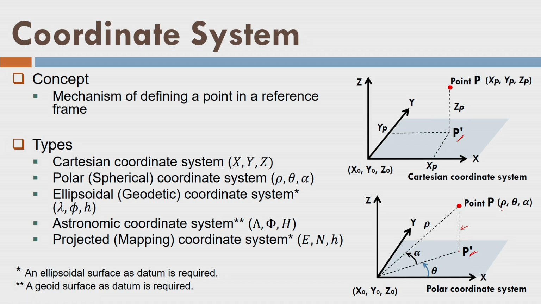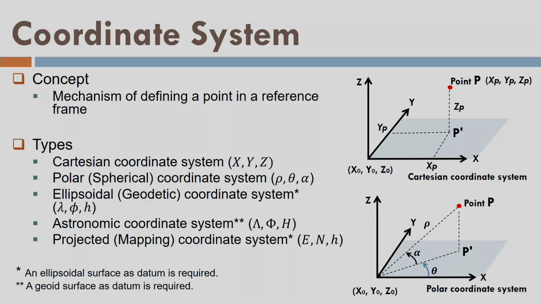So this is the rho, theta and alpha, which is the 3D position again of point P. So this is the idea of locating point P in two ways. One, I am locating it in the Cartesian way, and another way is the polar or spherical coordinate system. Remember, the point is the same, the reference frame is the same, and the origin of the reference frame is also the same, but it is a two-way of defining a point, right?